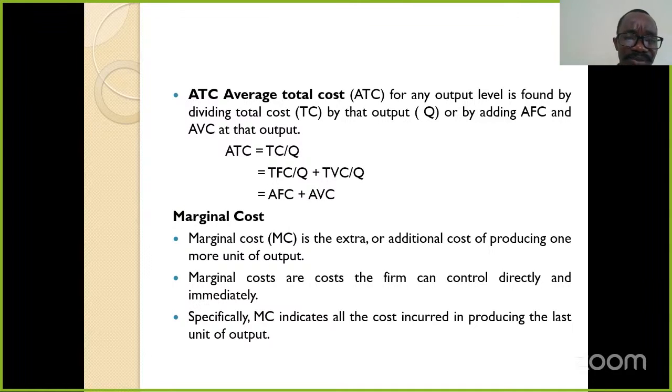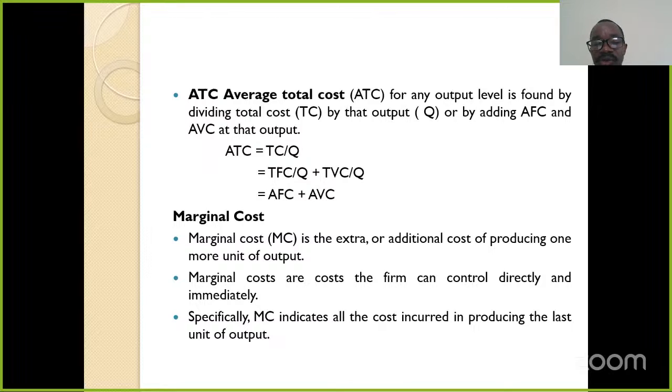Then there's this cost that is most important as far as making marginal decisions in the production process is concerned, the cost that we call marginal cost. Marginal cost is the extra or additional cost of producing one more unit of output. If you want to produce an additional product, how much additional cost are you going to incur?